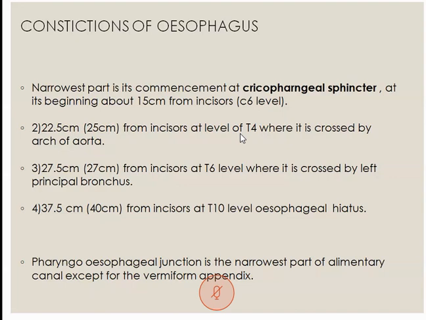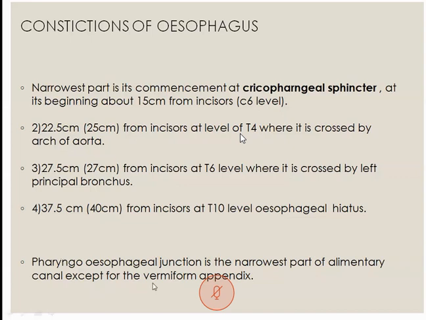The pharyngoesophageal junction is the narrowest part of the alimentary canal, except for the vermiform appendix. What is the narrowest part of the gastrointestinal tract? Whenever asked, it is the pharyngoesophageal junction. Of course, there is the appendix.